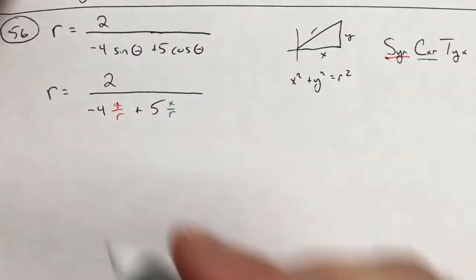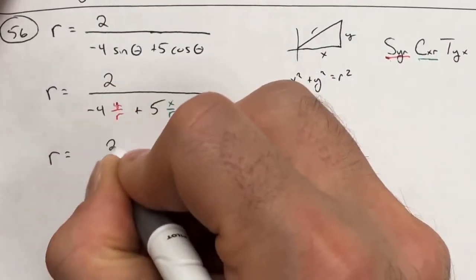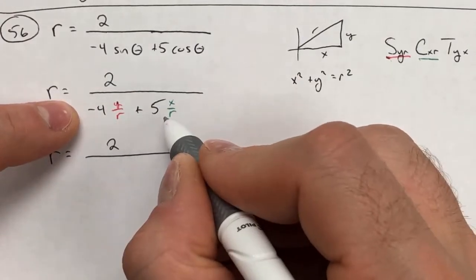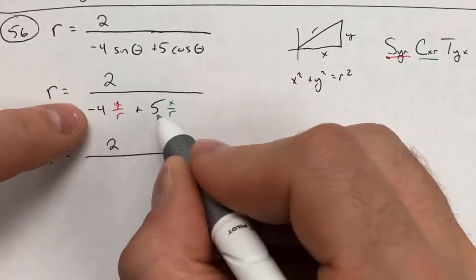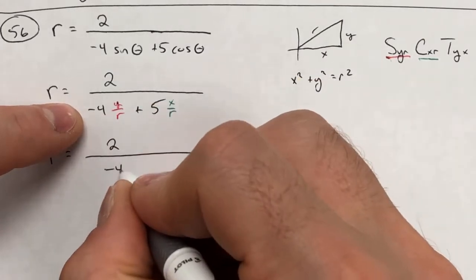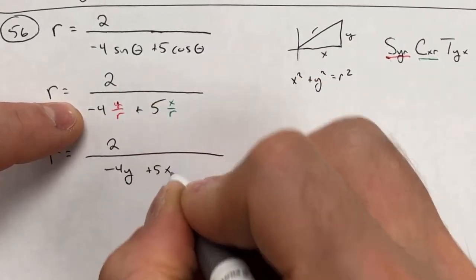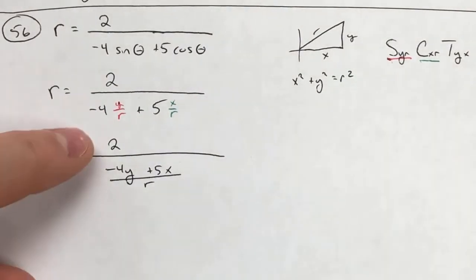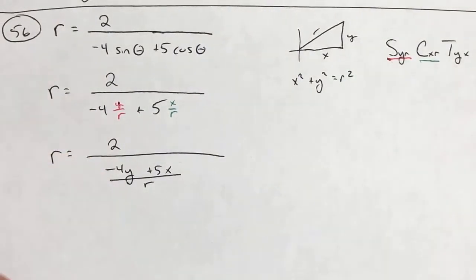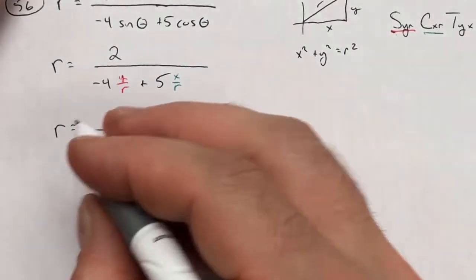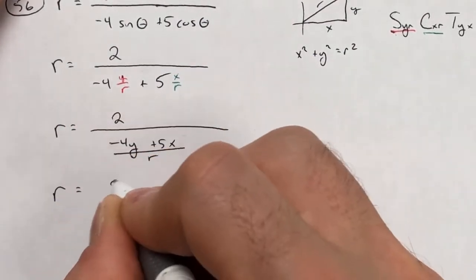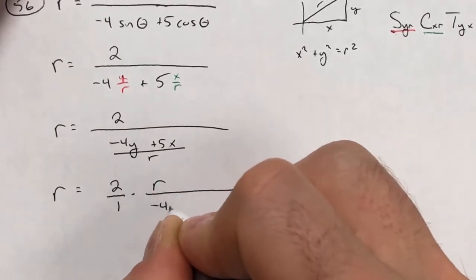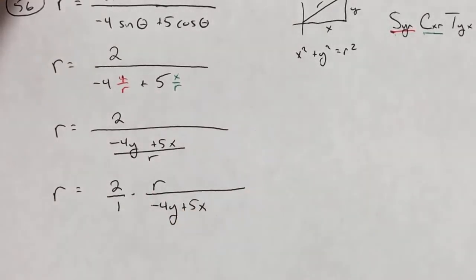So I've got a couple steps to do here. Both of these terms are divided by r, so I'm going to combine them. I have negative 4y plus 5x, both divided by r. So it's a complex fraction, and I'm going to keep, change, flip, which means I have r equals 2 over 1 times r over negative 4y plus 5x.